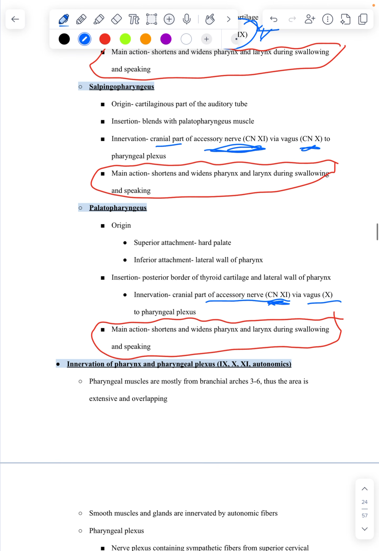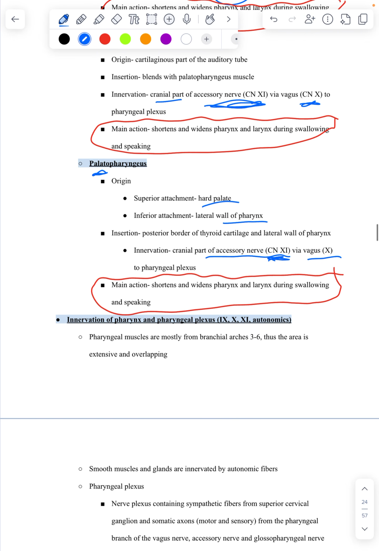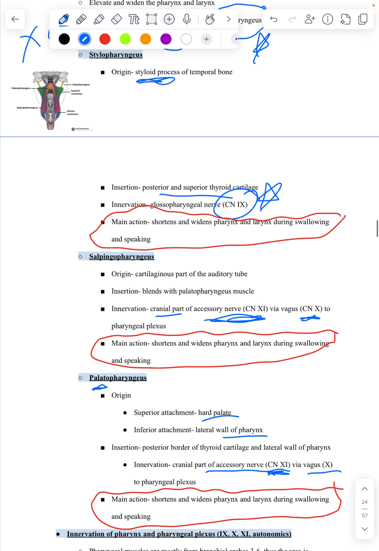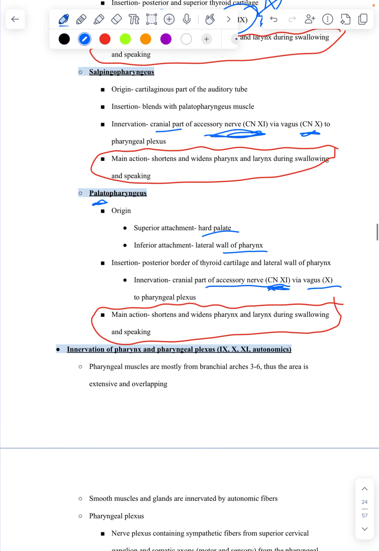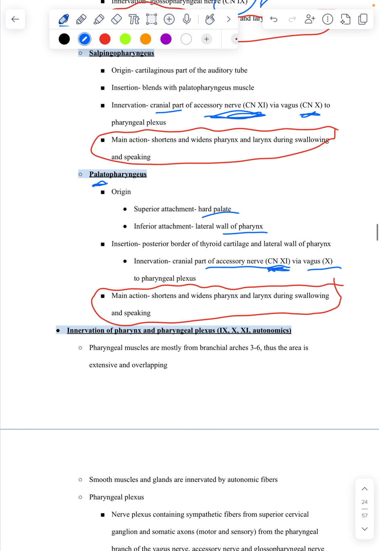And then palatopharyngeus, from the palate, so the superior attachment is the hard palate, and the lower attachment is the pharynx. And then we said it's similar to the salpingopharyngeus with the innervation, and they all have similar actions.